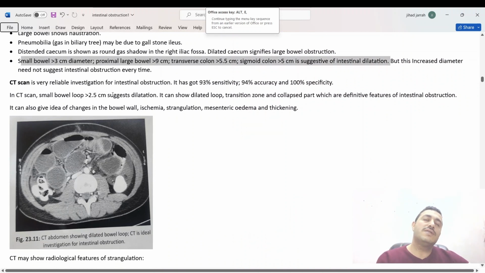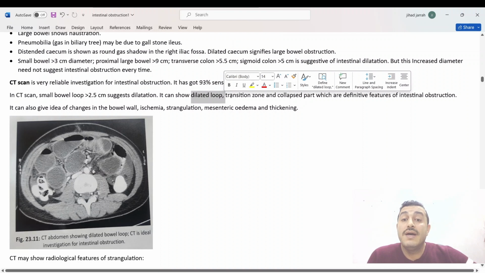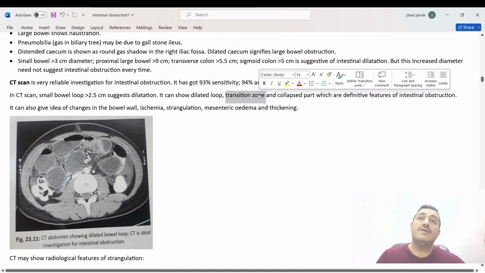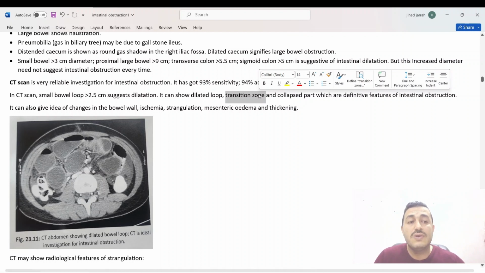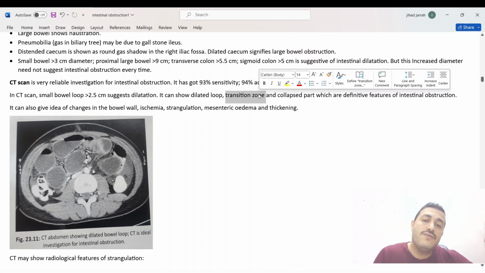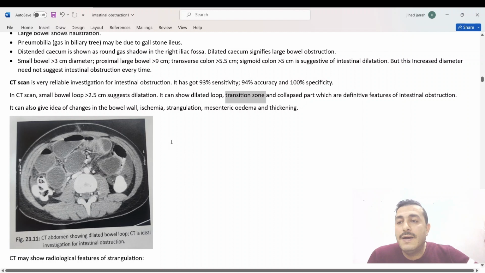CT scan, of course, is our preferred modality. It has the highest sensitivity and the highest specificity. It can pick up many things. For example, it shows us if there is a dilated loop. It can see the transition zone, where the dilated and the collapsed parts meet. This is the transition zone. It can also figure out other nearby structures, so it's better than X-ray, of course.